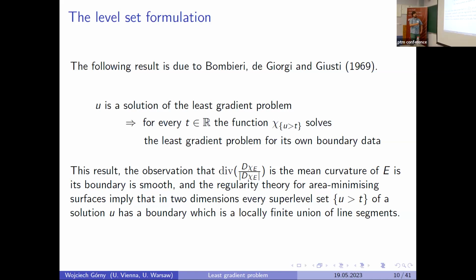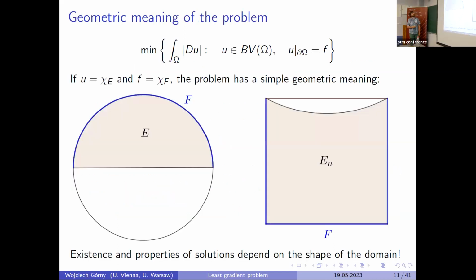And now, if we add to this the regularity theory for area minimizing sets, which was also done classically in the 70s and 80s, we can see that in 2 dimensions, every super level set has a boundary which is a locally finite union of line segments. In higher dimensions, we don't have such; there are a lot of connected minimal surfaces, they may have singularities, so the situation is not so simple. This is why I restrict myself to 2 dimensions and hide most of the difficulties, but I want to put the main message through.